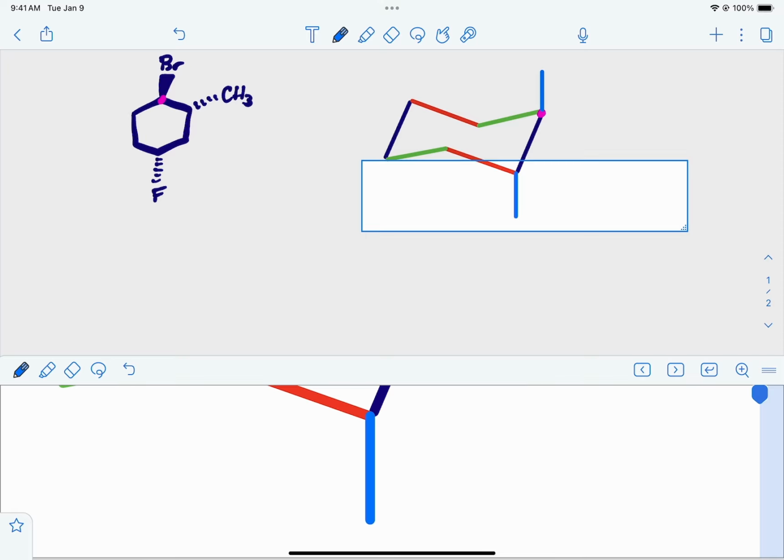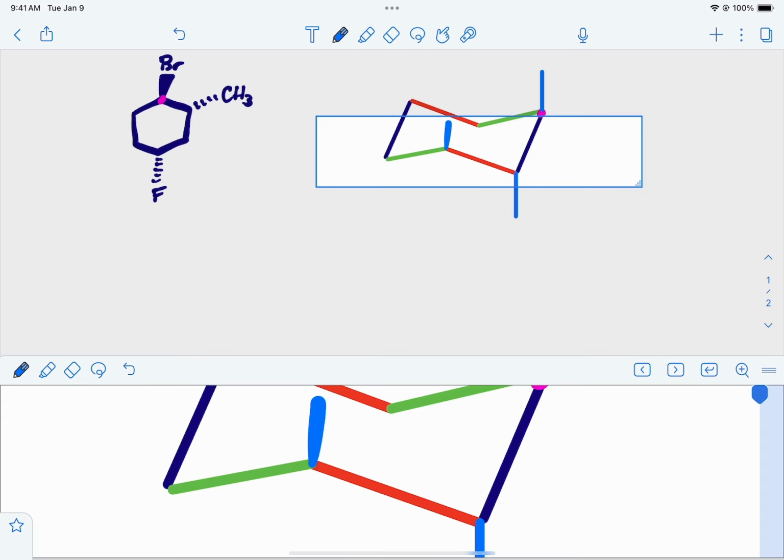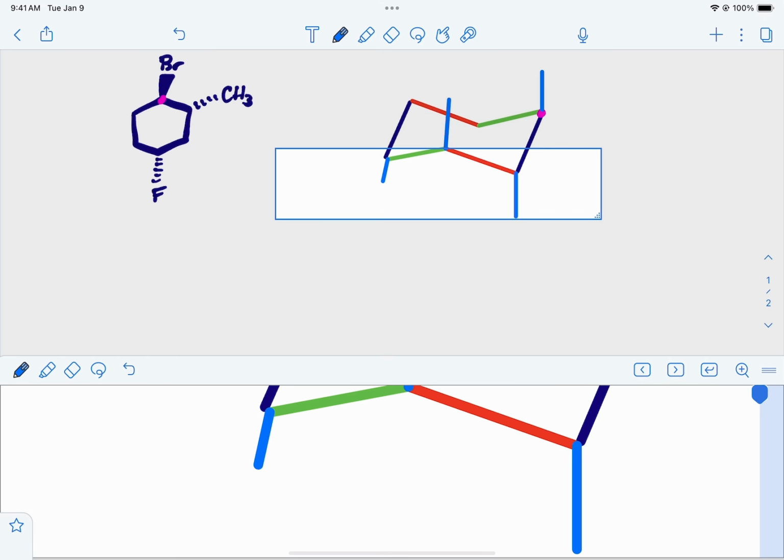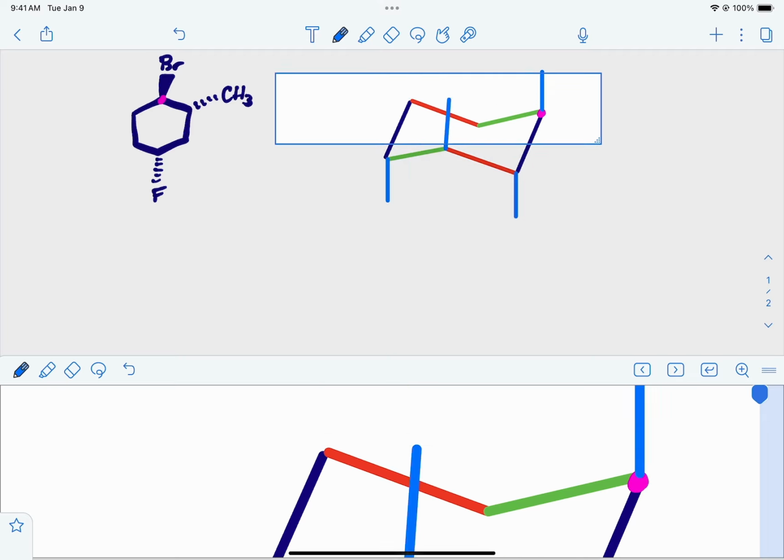Right? So we can kind of imagine where axial groups are going to go. This one's going to go up. This one's going to go down. This one's going to go straight up.